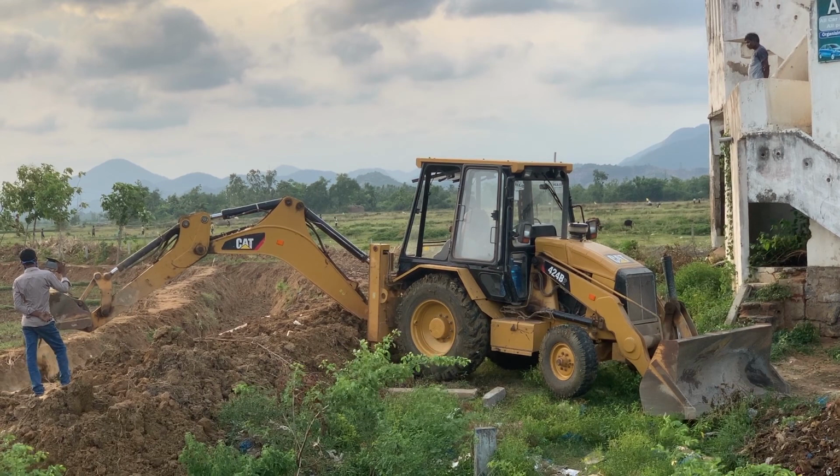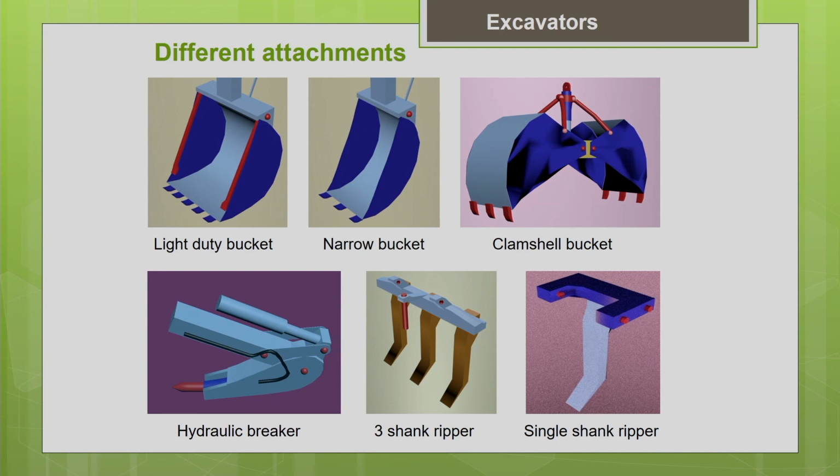So, this machine, as I told you, is a very versatile one. You can go for different types of attachments with this machine and use it for different applications. I can go for a light duty bucket, that means if you are going to handle lighter material, I can go for a wider bucket. But if you are going to handle harder or denser material, you go for a narrow bucket with a short tip radius. That will facilitate the digging operation.